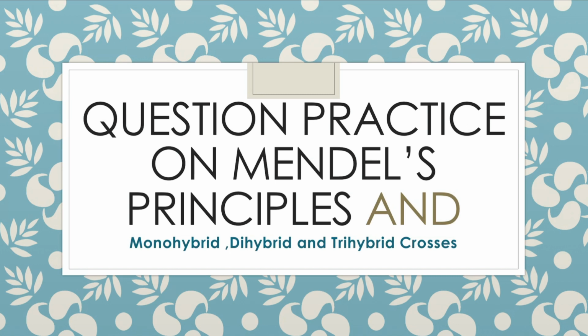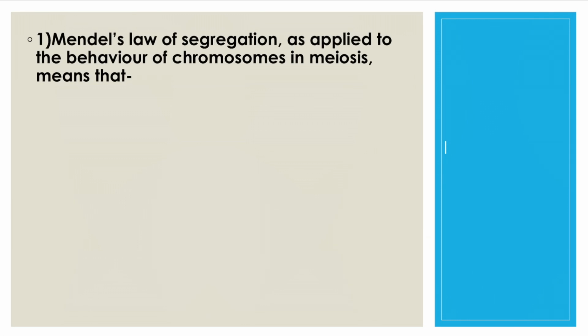Today I am going to revise some questions based on the topic Mendel's laws of inheritance and monohybrid, dihybrid and trihybrid crosses. So let's go to our first question, that is Mendel's laws of segregation as applied to the behavior of chromosomes in meiosis means that what was the Mendel's laws of segregation. In Mendel's first law, which was Mendel's laws of segregation, he tried to explain about purity of gamete.